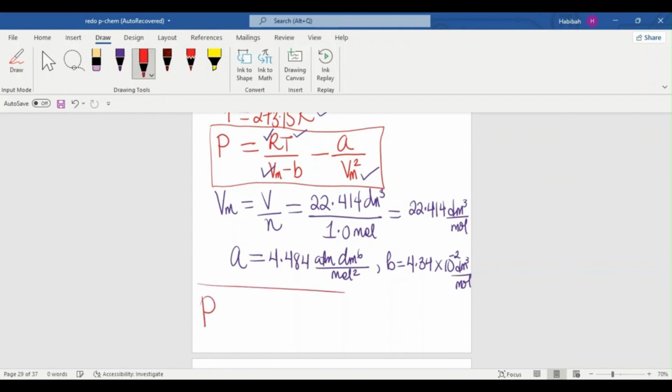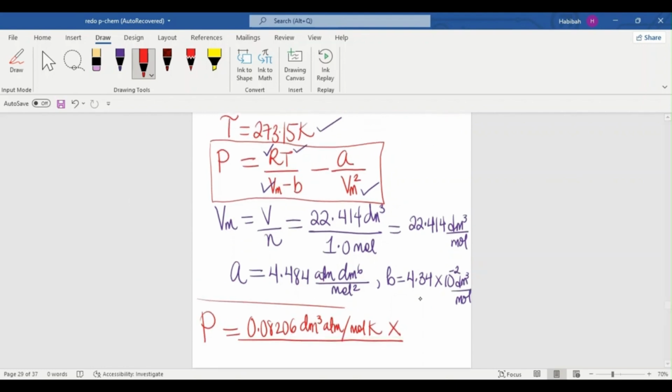So pressure is now going to equal RT, which is 0.08206 dm cube atmosphere per mole Kelvin, times the value for temperature, which is 273.15 Kelvin. All of that divided by Vm minus B. So the molar volume 22.414 dm cube per mole, minus the value for B, which we know to be 4.34 times 10 to the power of negative 2 dm cube per mole.